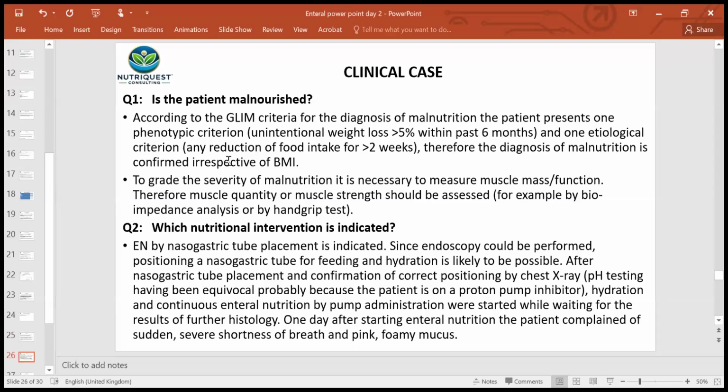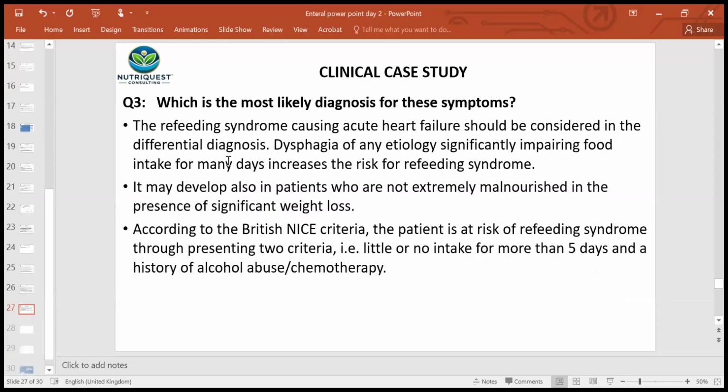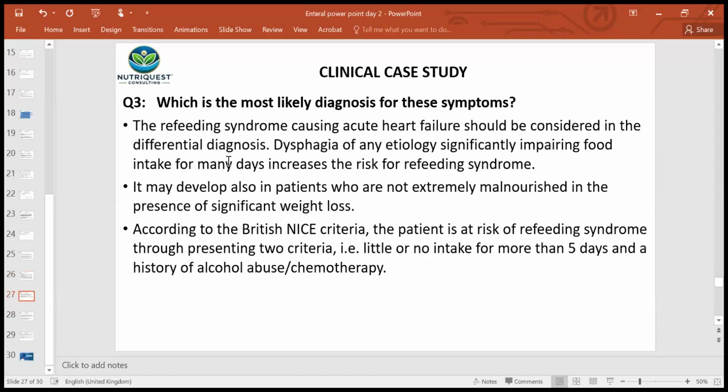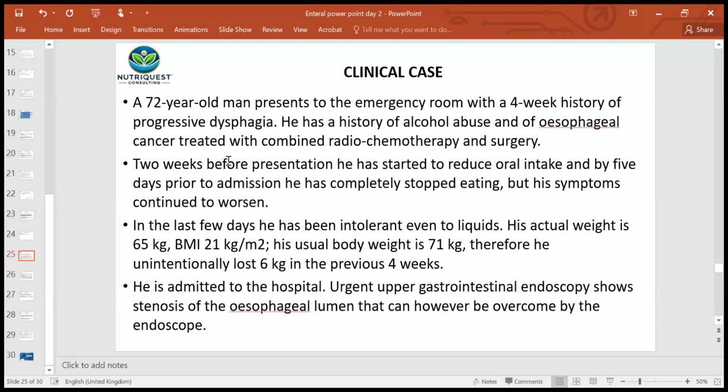Then one day after starting enteral nutrition, the patient complained of sudden and severe shortness of breath, pink and foamy mucus. So that is just a continuation of the information we have. So which is the most likely diagnosis for this patient? To continue because of time, refeeding syndrome causing acute heart failure should be considered in differential diagnosis. Remember, if we go back to our case, our patient presented to the emergency room with a 4-week history of progressive dysphagia.